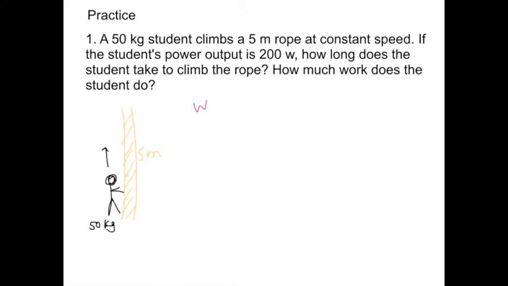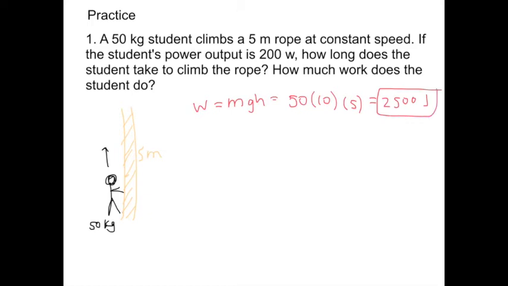So we've seen through the work-energy theorem that the work will equal the change in energy, which in this case will be mgh, because the child is acquiring some gravitational potential energy. So mgh, we know that m is 50 kilograms, g we'll call 10, and h is 5 meters, so that's 2,500 joules. That's how much work is done by the student climbing the rope.